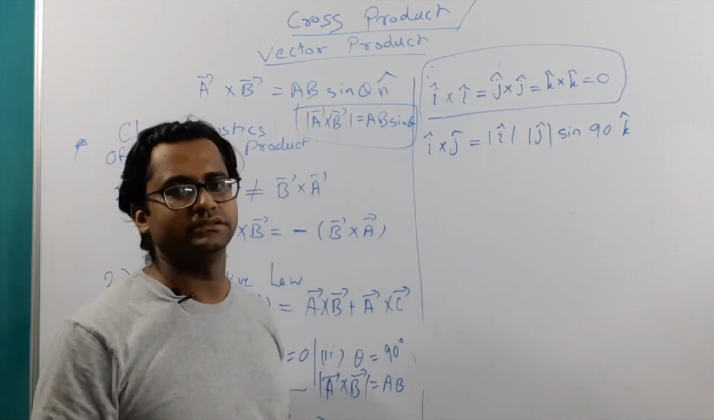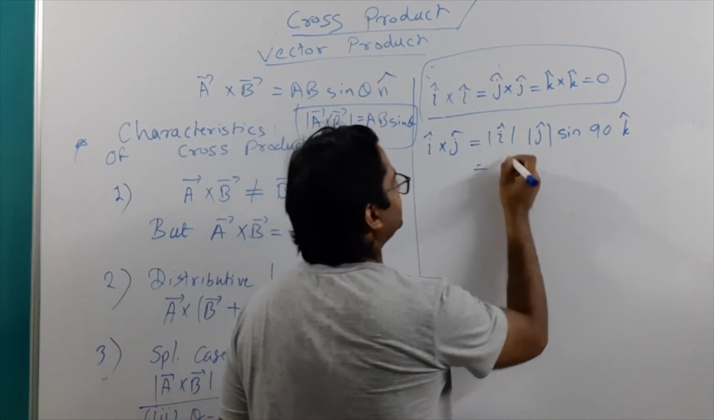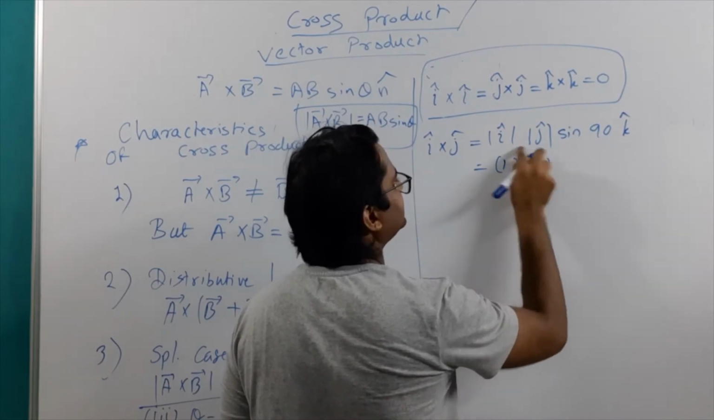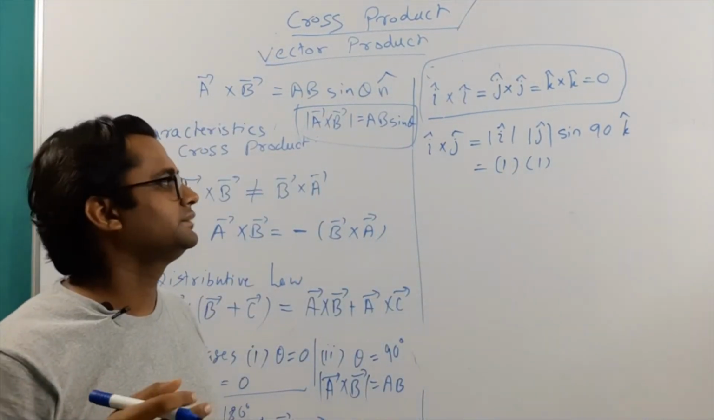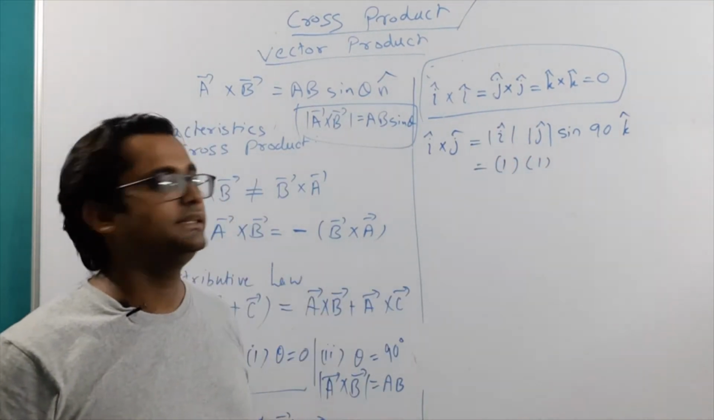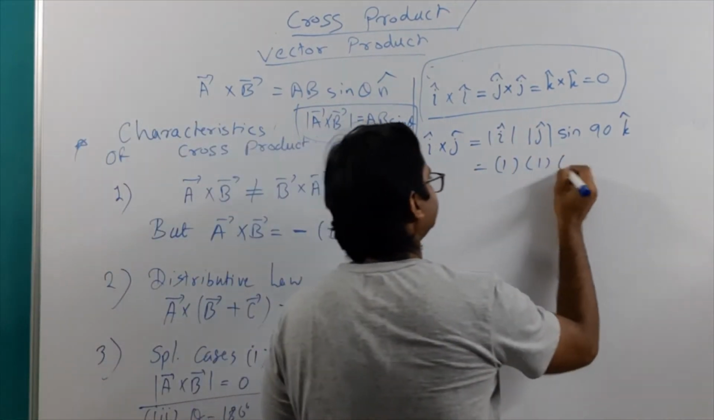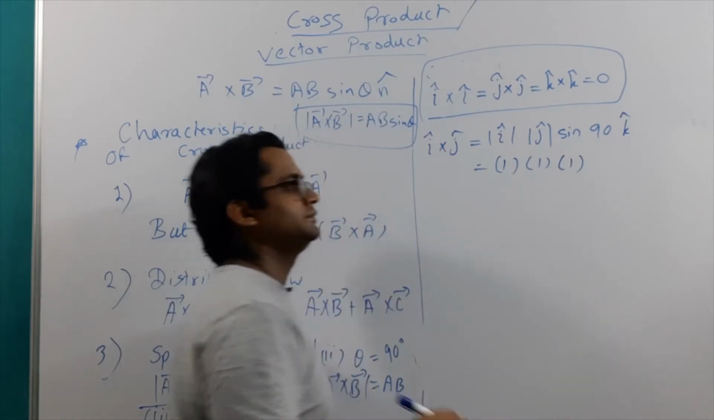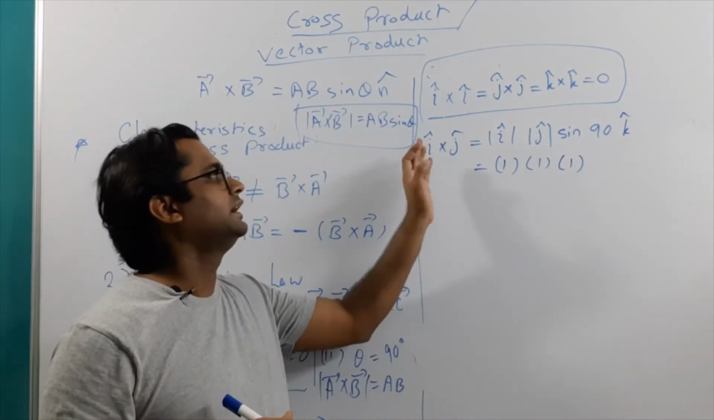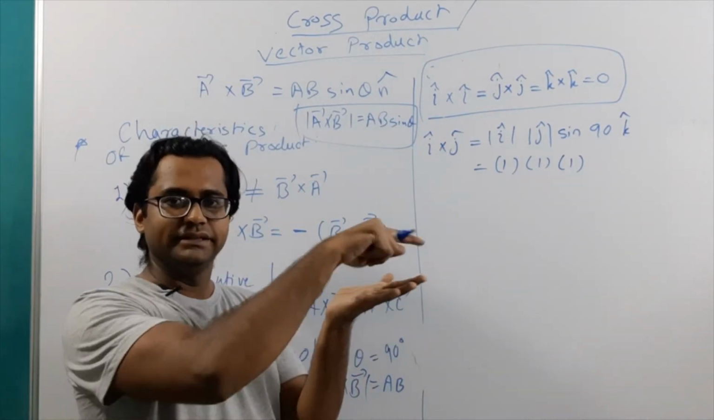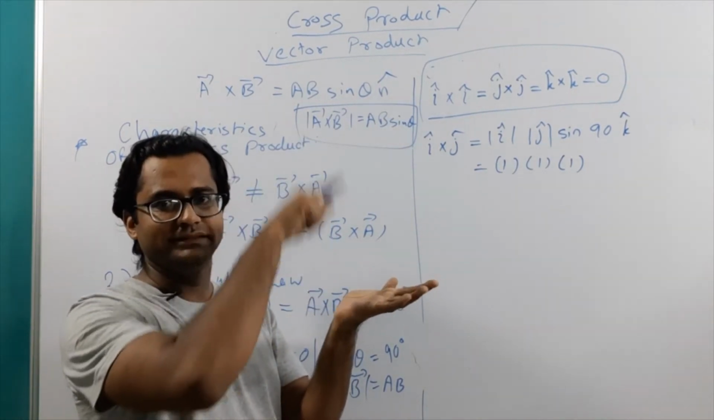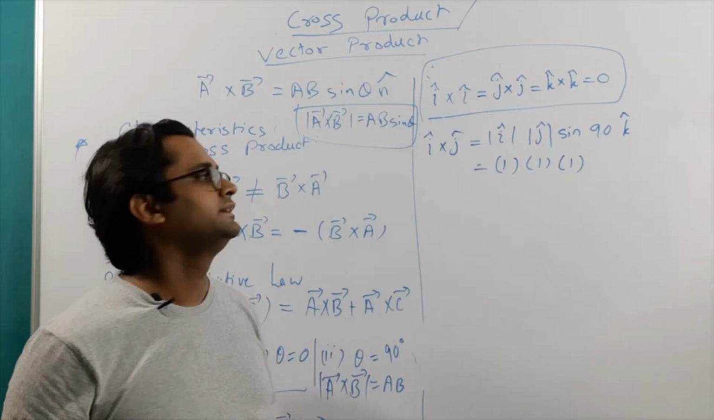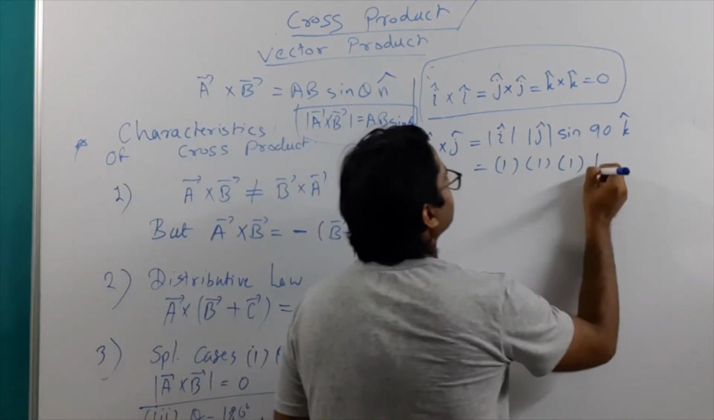So what we get is, this is 1, this is also 1: the magnitude of I and j, since they are unit vectors, is 1. What about sine 90? Sine 90 is also 1. And this n cap is basically our k cap, since I and j are along x and y, and the perpendicular to x and y is our z axis, and that's why we have taken k cap as our n cap.